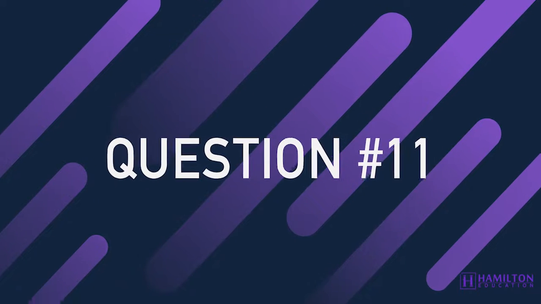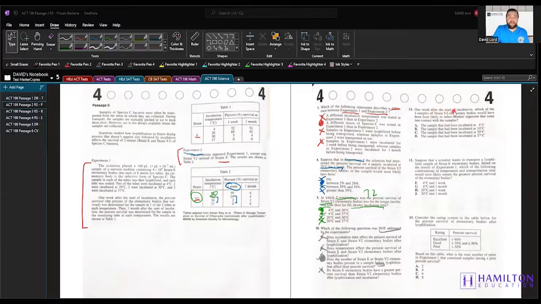Question number 11. One week after the start of the incubation, which of the 4 samples of strain V2 would have been least likely to infect another organism that came in contact with the samples? So because it's V2, we're going to look at table 2, and we can look at the first one, incubated at 4 degrees Celsius at 1 week. Well, there are 59 still surviving, so that seems like it would have a high chance of infecting another organism.